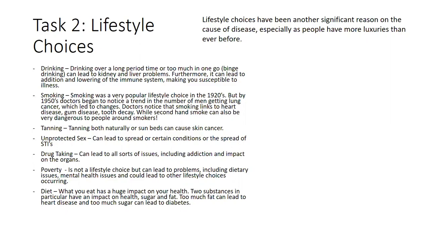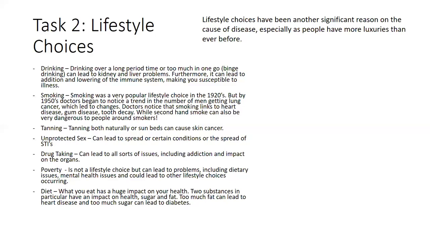So one lifestyle choice that causes issues is drinking. Now, drinking over a long period of time or too much in one go regularly, known as binge drinking, can lead to kidney and liver problems. It can also lower the immune system, making you susceptible to other types of illness, which could cause problems with your organs, could cause problems with everyday life.